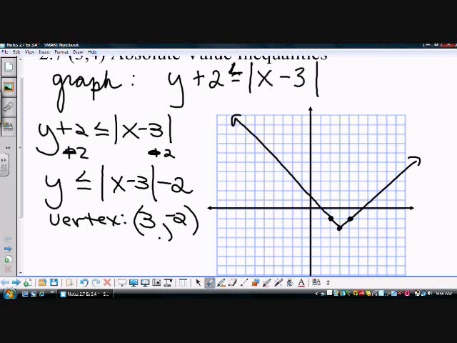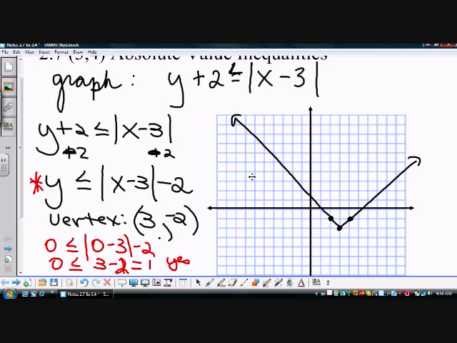So I can test a point. I think that 0, 0 would be a good point to test in this one. So I'll go with my inequality after I've made it into graphing form. Is 0 less than or equal to the absolute value of 0 minus 3 minus 2? Is 0 less than or equal to 3 minus 2, which is 1? Yes or no? Yeah. So I will shade the side that has 0, 0 on it.